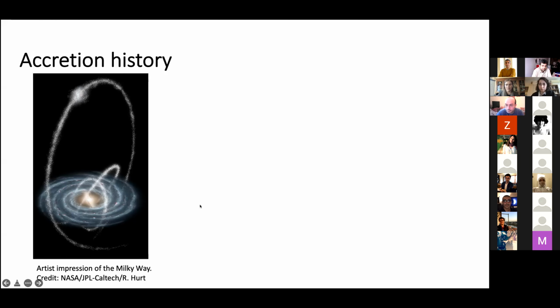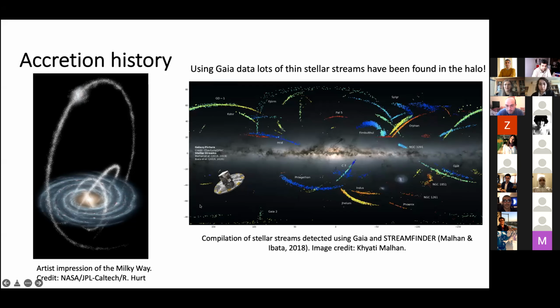Now I'll show you some real data. This is with Gaia, which I'll tell you a bit more about shortly. But this is a team that used Gaia data and combined it with an algorithm called Stream Finder to try and find a lot of these thin streams in the Milky Way's halo. The background image that you see here is actually real data from Gaia, binned and given a color according to the mean color in that region. So you get these beautiful images of the Milky Way.